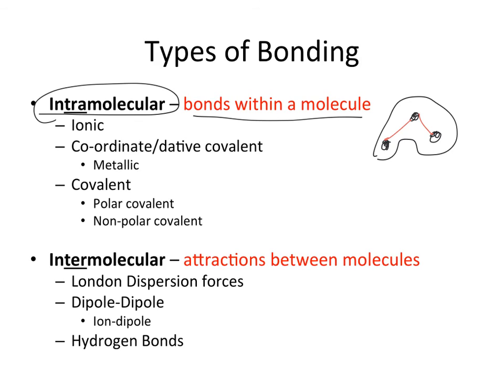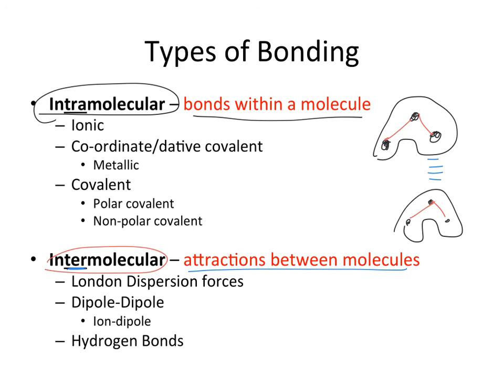Now, if we have 2 molecules that might be the same, they do actually interact with one another, but they do so in a different type of attraction or forces, and these are called intermolecular. So these would be, for example, little interaction between this molecule and that molecule. So it's attractions between molecules. So inter is between molecules.